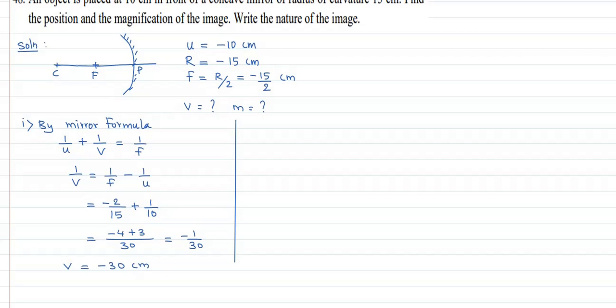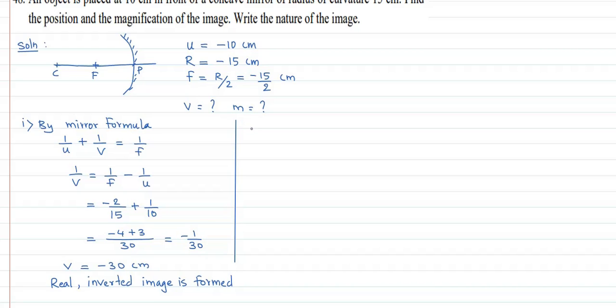V is negative, so the image is formed to the left. So a real image is formed. As it is real, it will always be inverted. So an inverted image is formed.